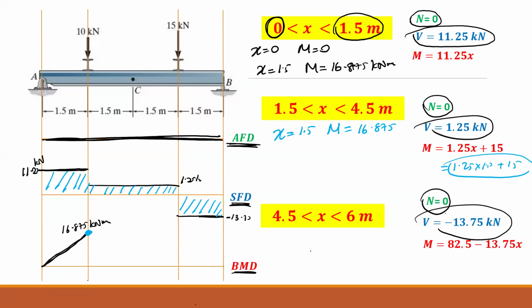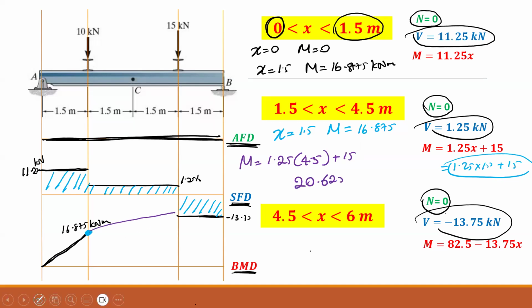When x is equal to 4.5, what is happening? So M is equal to 1.25 times 4.5 plus 15. So when you put this in the calculator, when x is equal to 4.5, 1.25 times 4.5 plus 15, that is 20.625. Do you get the same? So it is going like this.